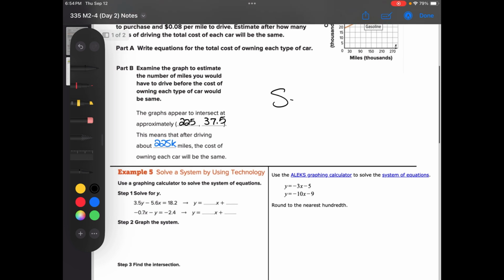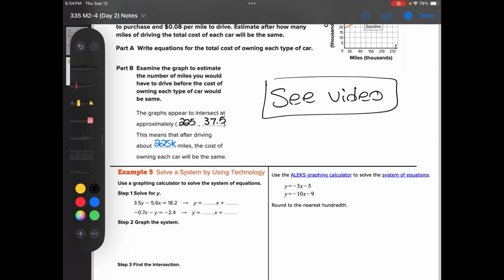Now, sorry, since it glitched, I have to put that on there.